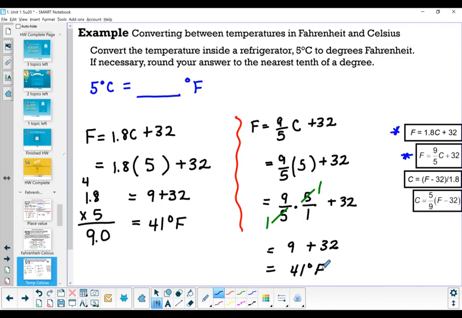You're going to get the same answer regardless of the equation. So basically, you just want to use the one that you think is most convenient.